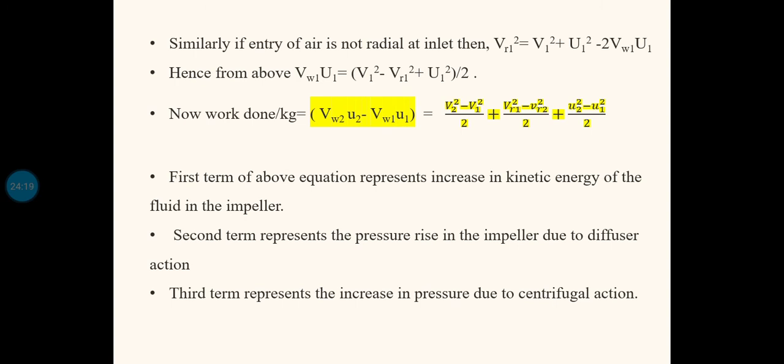Anyway, this equation is not used for doing problems, but it is very important. Work done per second per unit mass, or per kilogram, equals (Vw2 minus Vw1) U1. This equation is an important one. It is not much used practically, but if it is asked you have to derive it, that's all.